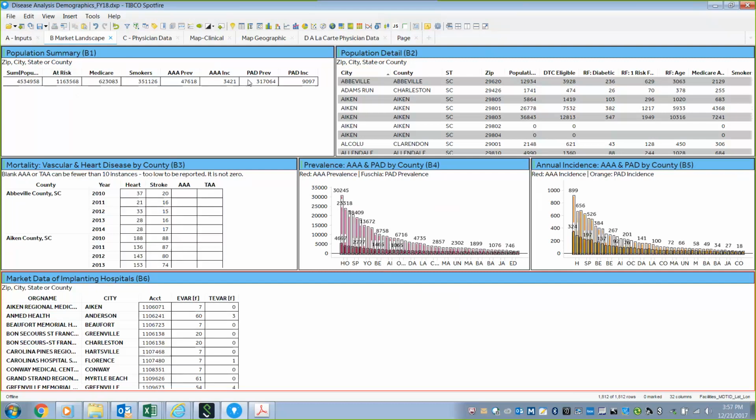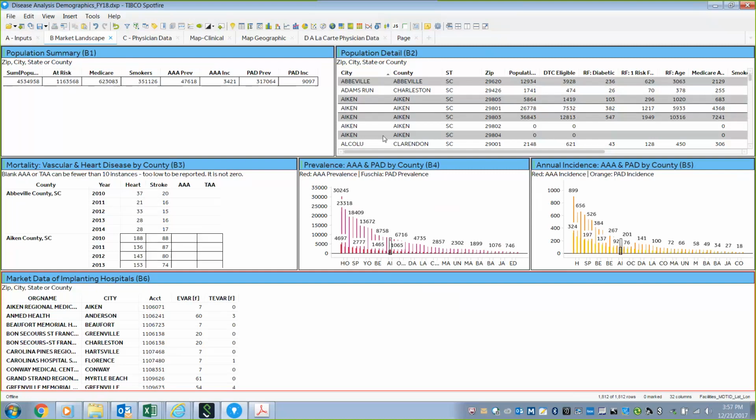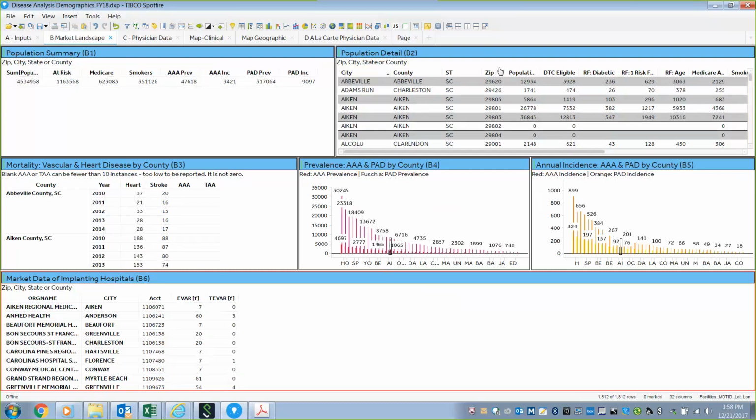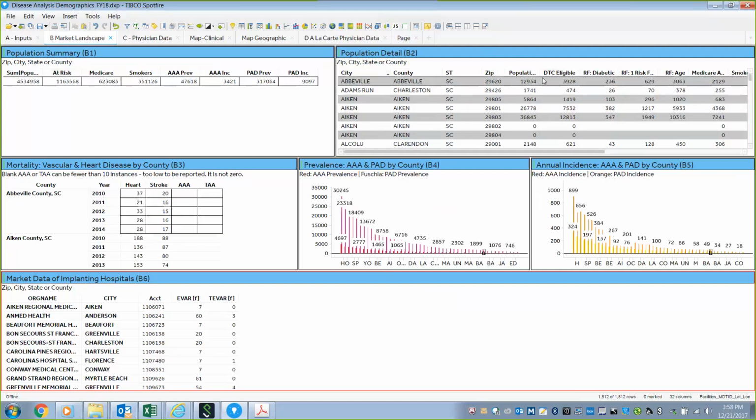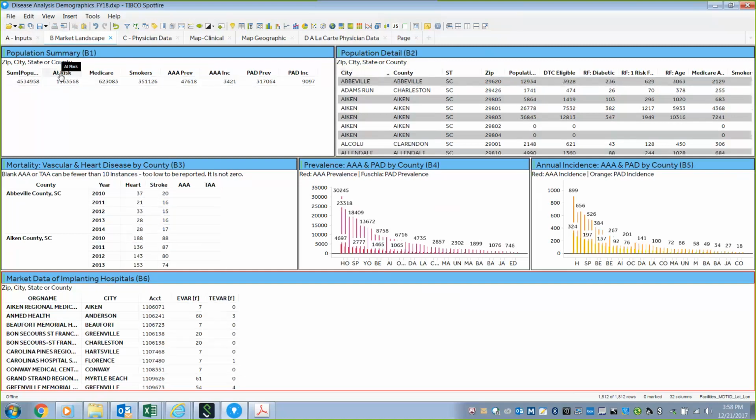So same numbers, right? If you were to download all this data on this table, table B2, all these zip codes, they will all add up. The population will all add up to this number here. The DTC eligible, I should relabel that. So DTC eligible is the same thing as at risk. It just means the people that are over 40 and have diabetes, over 50 with a risk factor, or over 60. That's this number here, at risk.